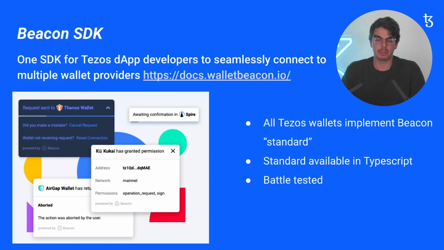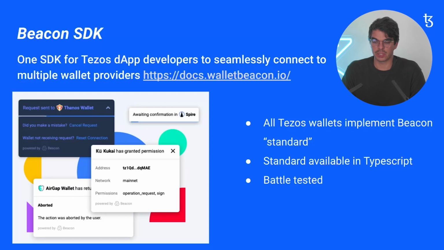We're going to look at the Beacon SDK, and if you can remember from the previous diagram, that's the one that's going to allow us to integrate with the different wallet providers. As the slide says, the Beacon SDK is a single SDK for Tezos dApp developers to seamlessly connect to multiple different wallet providers. It means that we don't need to integrate with each of the wallet providers one by one. Our users can use any wallet that they want, and they can all integrate with our dApp because we've just integrated with the single Beacon SDK.